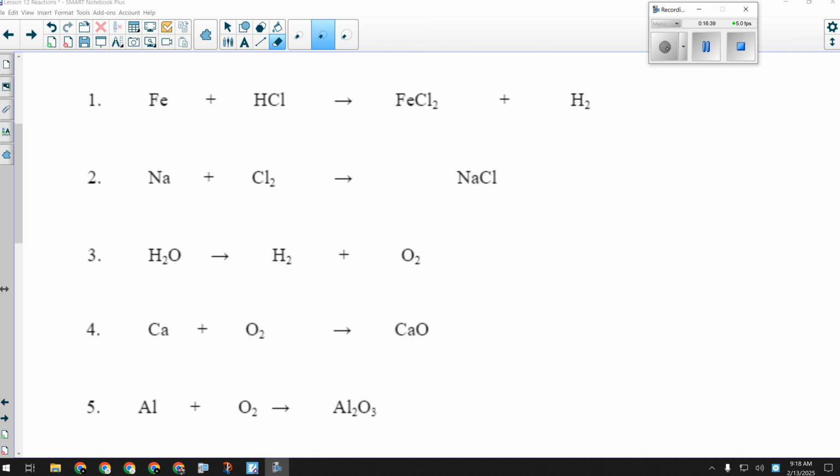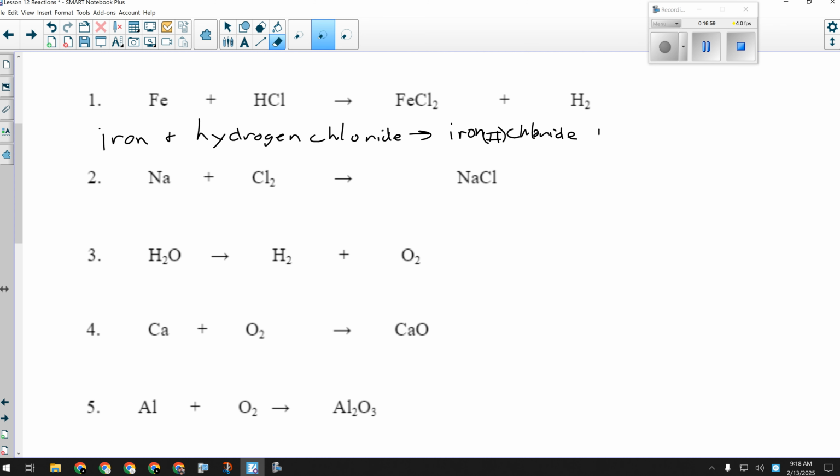All right, so in our first reaction here, we have iron, and it's reacting with hydrogen chloride, ionic compound, because hydrogen's listed first. Okay, and that is going to make iron 2 chloride plus hydrogen. Okay, kind of check yours against that. I do have to put in that Roman numeral for the iron chloride there because it could be iron 2 or iron 3, and I do have to indicate.